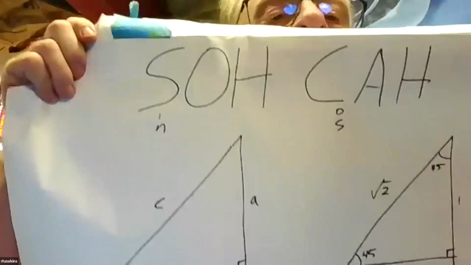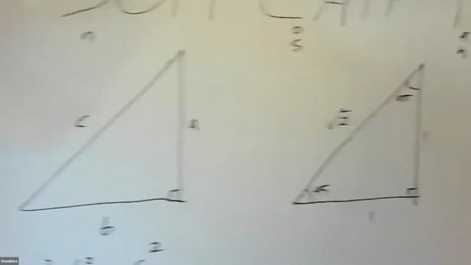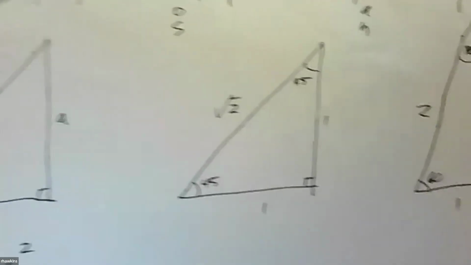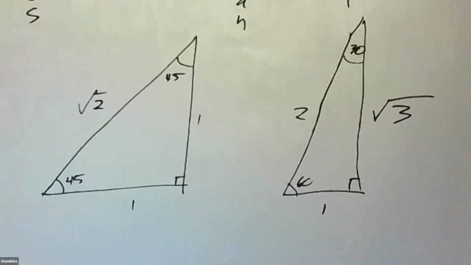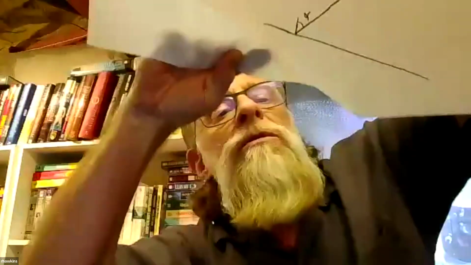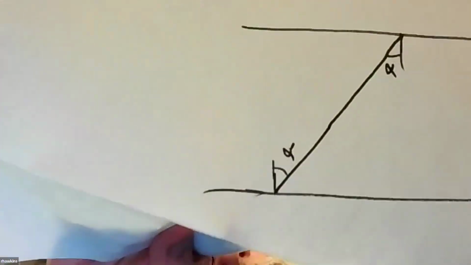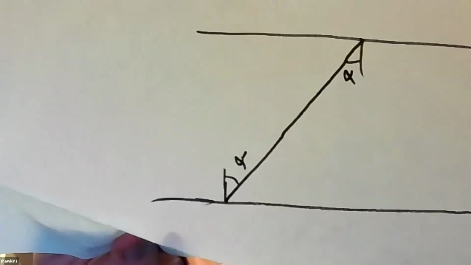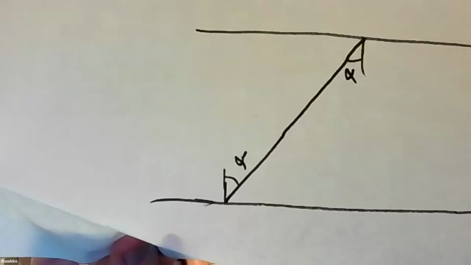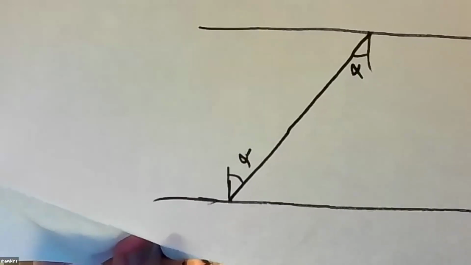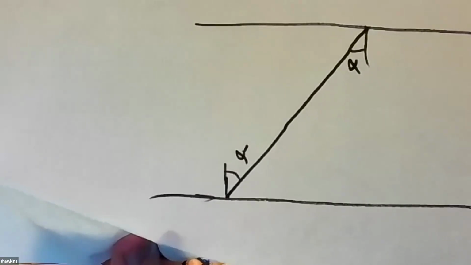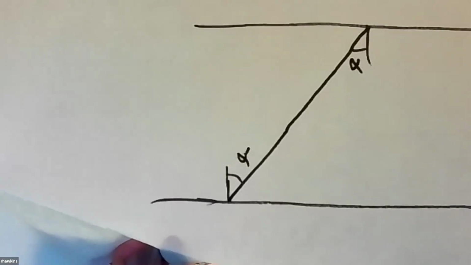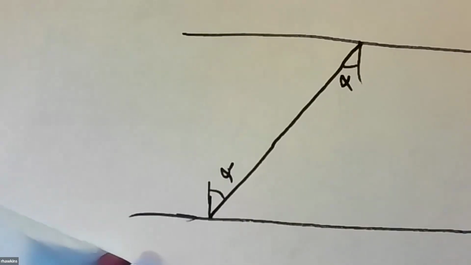SOHCAHTOA. Sine, opposite over hypotenuse. Cosine, adjacent over hypotenuse. Tangent, opposite over adjacent. And then the diagram at the bottom here is the most important of all, and I've got to make sure you're seeing it. This is the concept of parallel planes. Line drawn through, those opposite interior angles are equal. They don't do a good job in the next few slides of showing you the angle that we're really talking about, so I want you to understand this opposite interior angle thing. Now I get back to sharing.